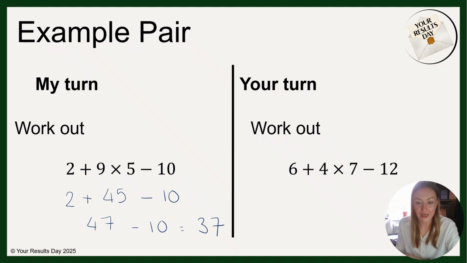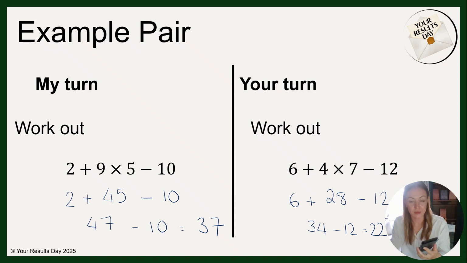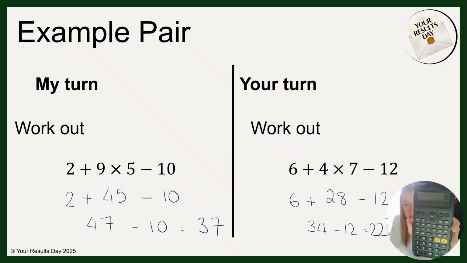Here's one for you to have a go at. Pause the video so you've got enough time to do it. We're starting once again with the multiplication in the middle. 4 times 7 is 28. Bringing down the other parts of the calculation in the same positions. 6 add 28 is 34, minus the 12 is 22. And just to be sure, I've typed exactly as that's written into my calculator, and if you can see that, the answer is 22. Here we have another one.